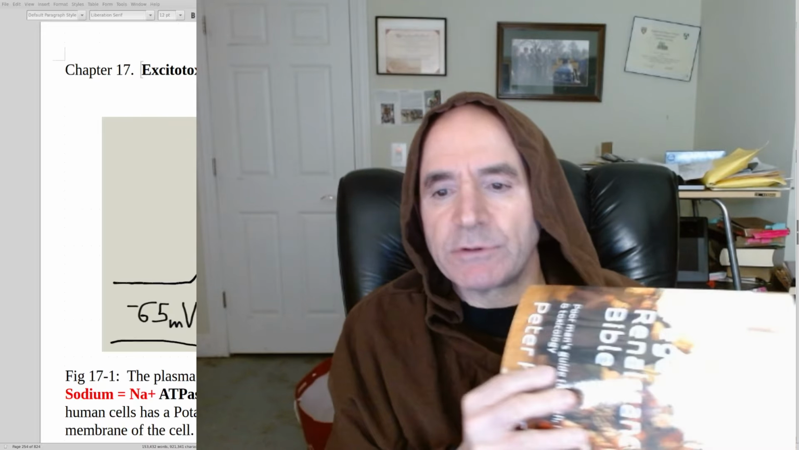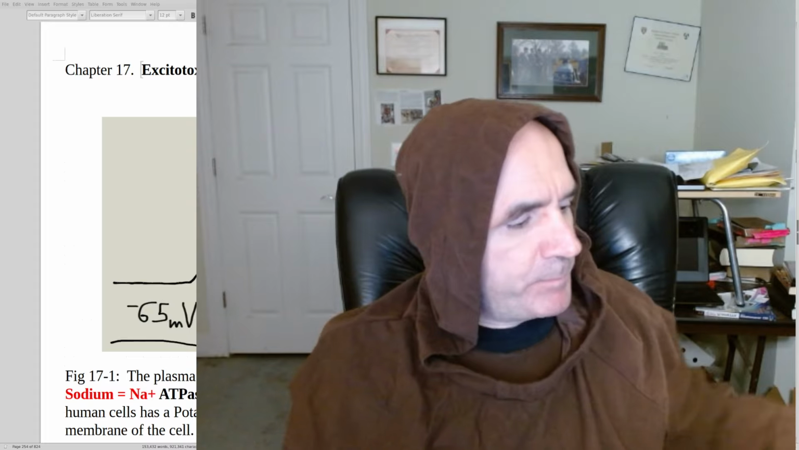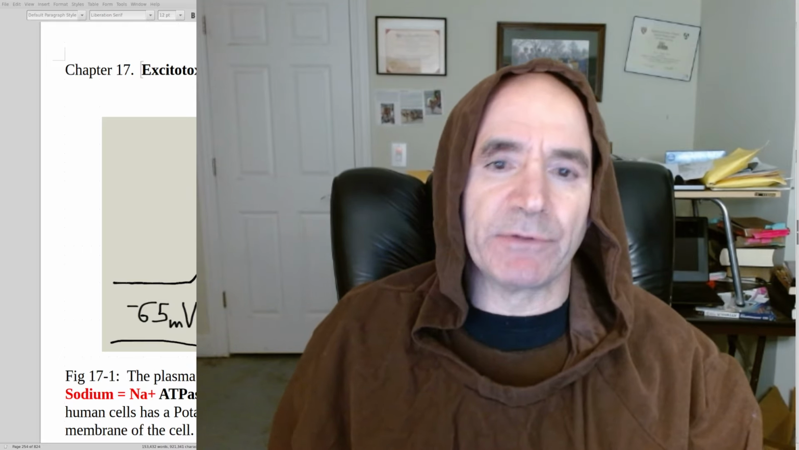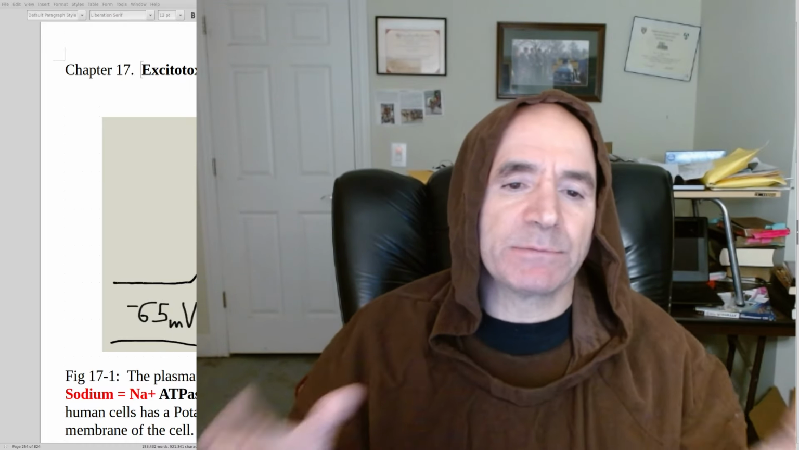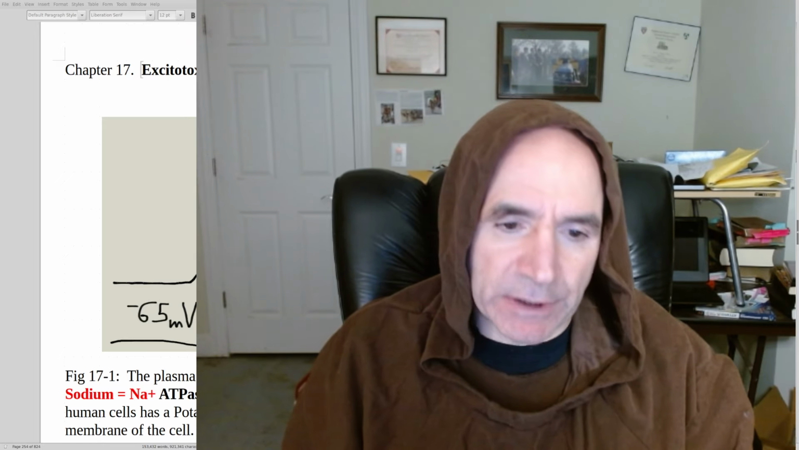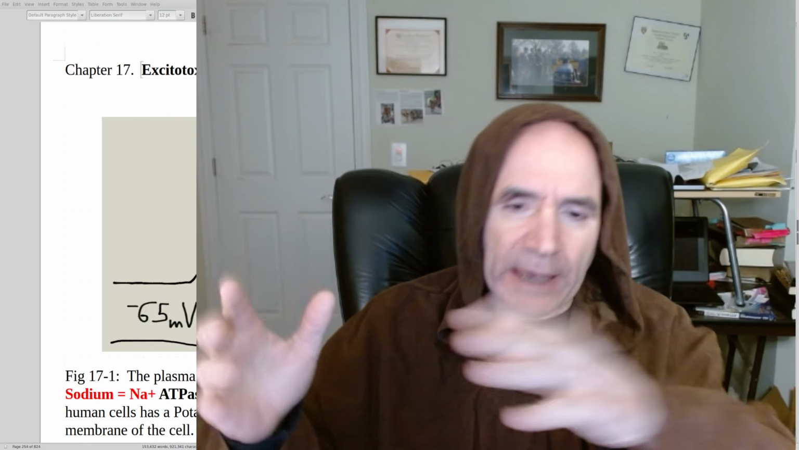Okay, this is chapter 17 from the book, The Medical Reformation. This chapter has a lot of stuff. We're going to break it into several different lectures, at least 3 different lectures. We're going to start out by talking about how a neuron plasma cell membrane works and the concept of excitotoxicity. We'll do the separate parts later, in parts A, B, and C.